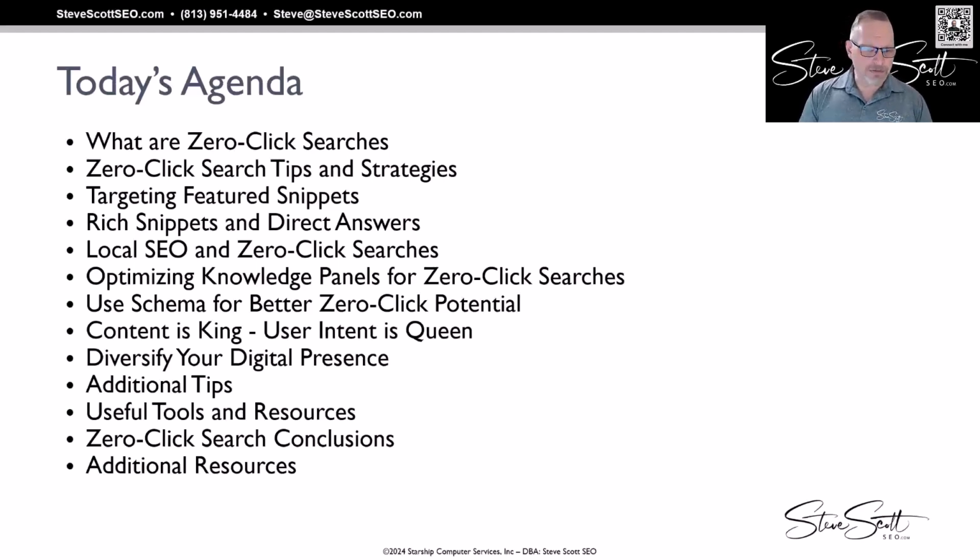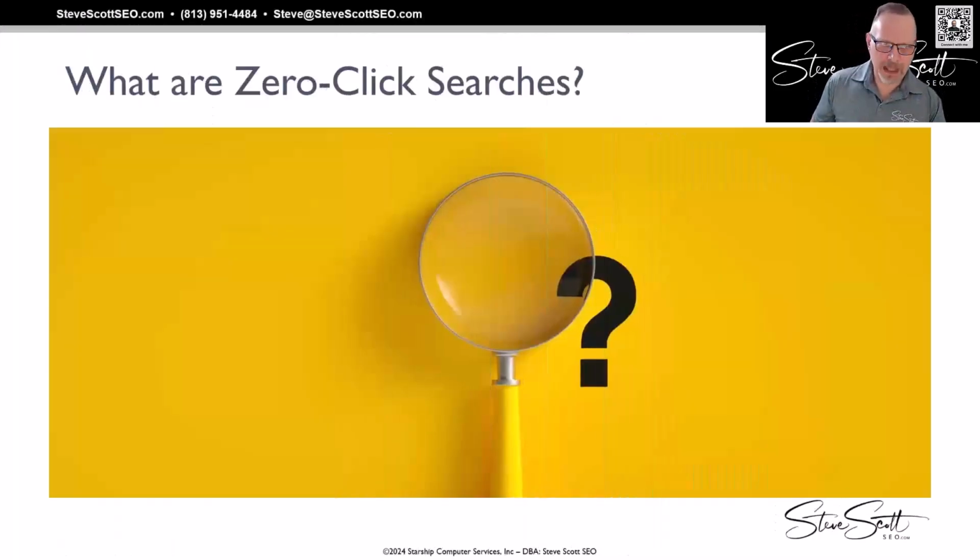We'll look at rich snippets and direct answers, local SEO and zero-click searches, optimizing knowledge panels for zero-click searches, using Schema for better zero-click potential, and of course, content's still king, but user intent is queen. We're going to talk about diversifying your digital presence, some additional tips that aren't really related but still important, some useful tools and resources that you can use to help out with some of the stuff we're going to be covering today. And then we'll wrap it up with some conclusions and some additional resources that I've gathered for you. So let's talk, what are zero-click searches?